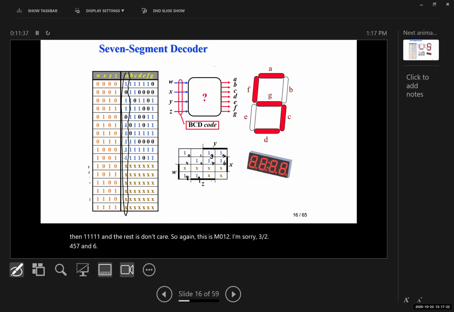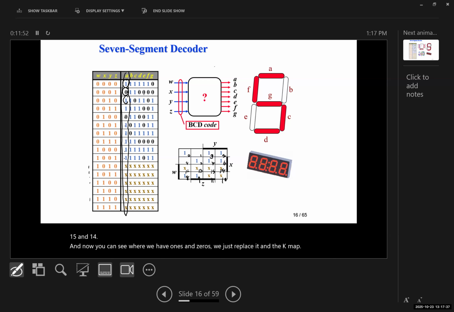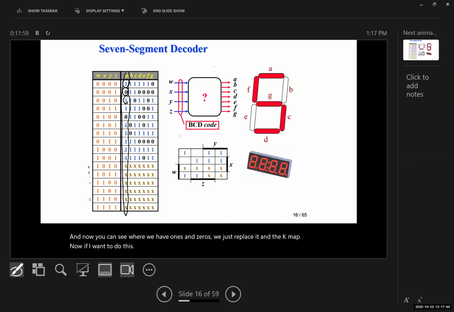8, 9, 11, and 10, 12, 13, 15, and 14. And now you can see where we have 1s and 0s, we just replace it in the K-map. Now, if I want to do this for B, this is A. I want you to do this for B, C.